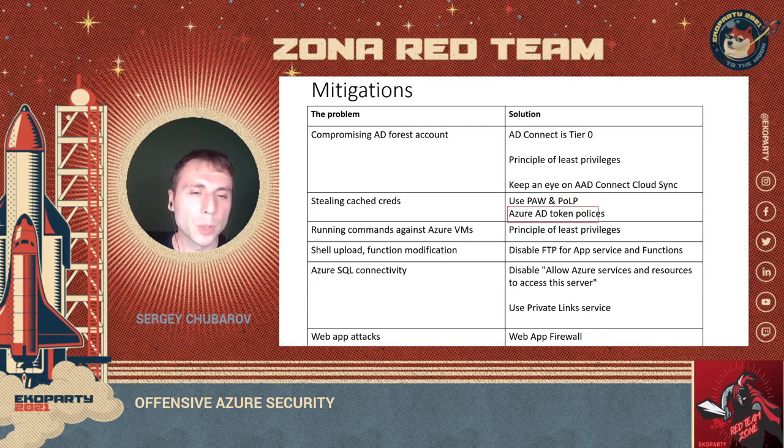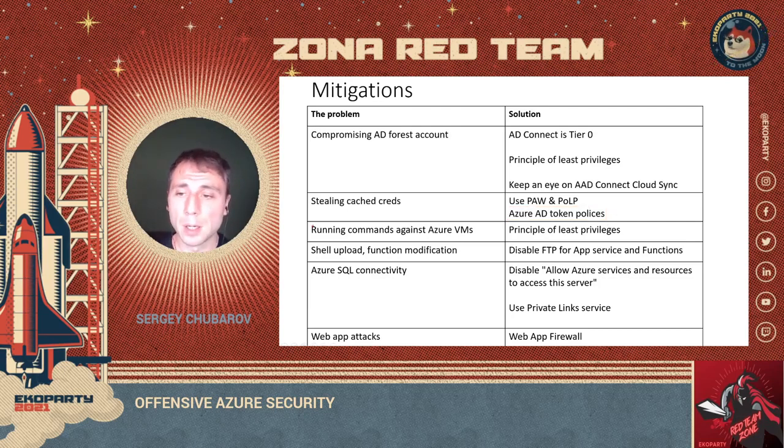And also, you may configure token policies. By default, a token does not expire. It will expire only after 90 days of inactivity. So you may think of it as not expiring at all, but you may change that. Also, by the way, you may revoke a token manually. There's a special PowerShell command to revoke a token manually.